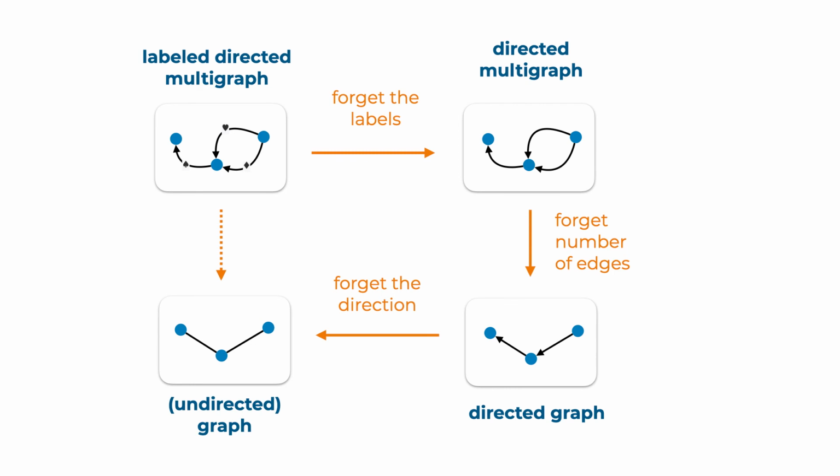One way to see the relation is to see how we can project from the richer types to the less rich types of graphs. If you take a labeled directed multigraph, you can forget the labels and obtain a directed multigraph. If you forget the number of edges, you can then obtain a regular directed graph. Forgetting the direction of the edges, you obtain an undirected graph. In the next videos, we'll see how to use these types of graphs for planning.